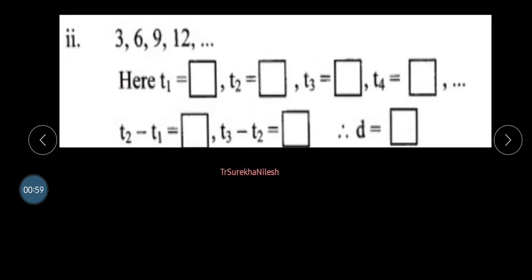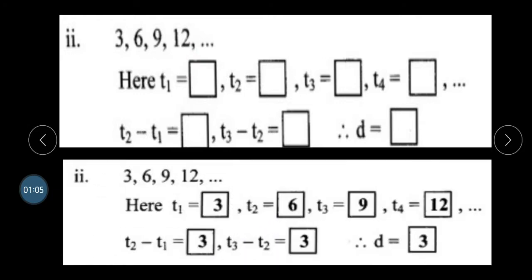Next question. 3, 6, 9, 12. Answer. Here the first term T1 equal to 3, second term T2 equal to 6, third term T3 equal to 9, fourth term T4 equal to 12. T2 minus T1, that is 6 minus 3, we are going to get 3. You need to write this: T2 minus T1 equal to 6 minus 3. Then T3 minus T2 equal to 9 minus 6, 3. Therefore, D equal to 3.